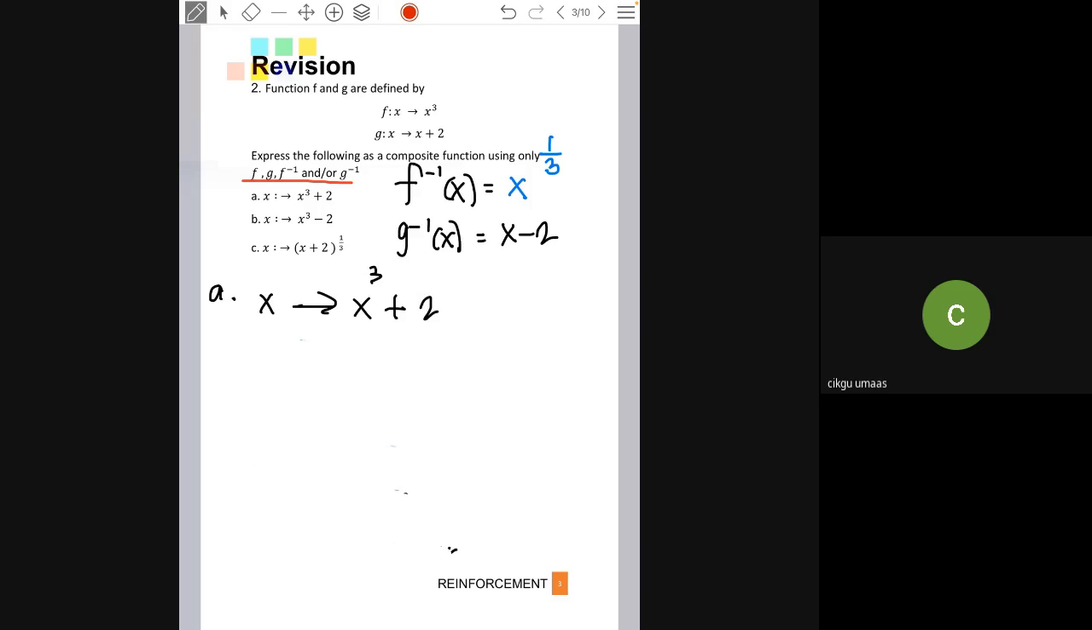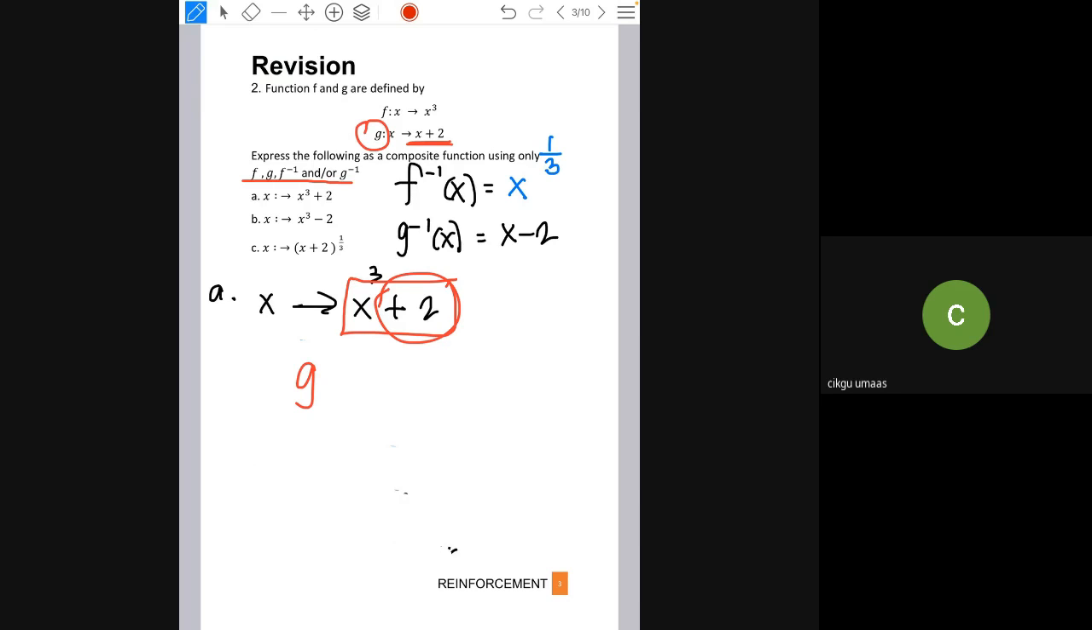Okay, to get x cubed, there are two ways to look at it. I remember teaching you this. First step, look at the overall picture. The overall picture here is plus 2. The plus 2 comes with only G. So you write down G.